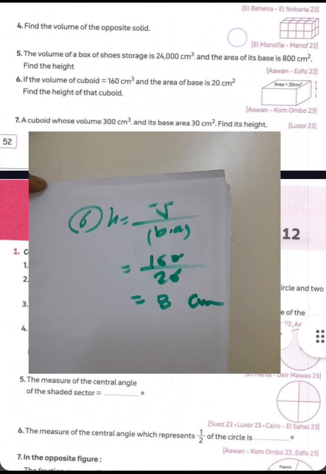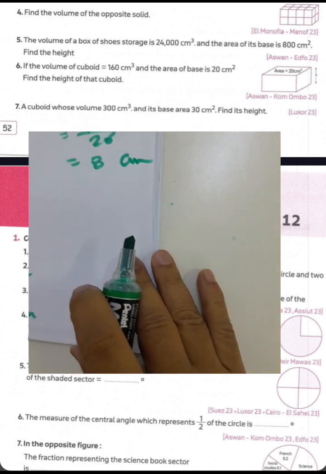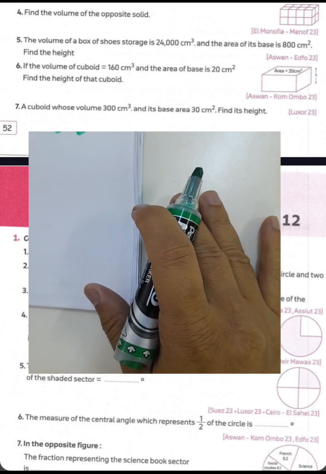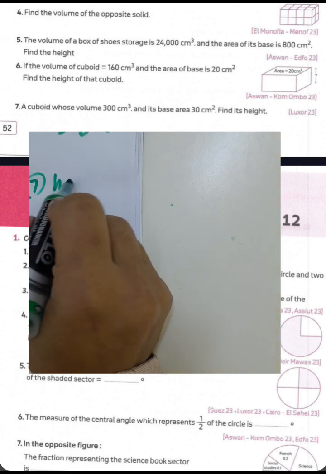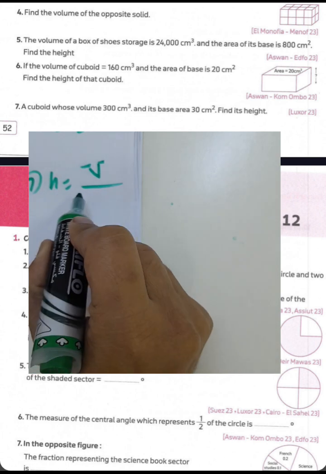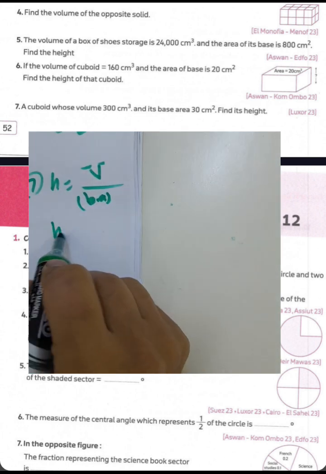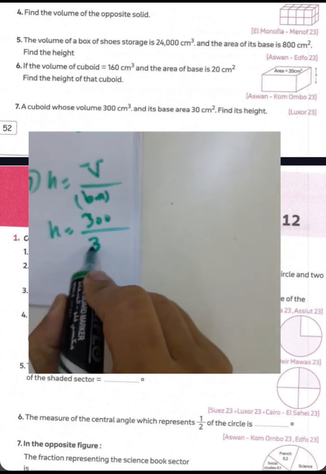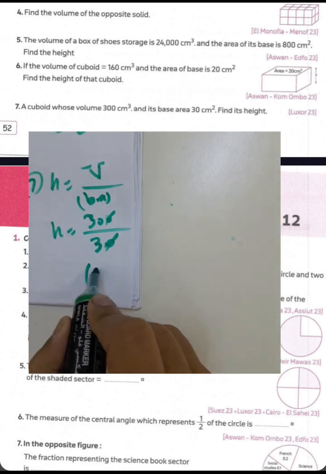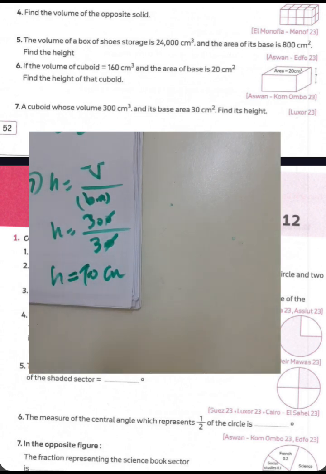Question number 7. A cuboid whose volume is 300 cubic centimeters and its base area is 30 square centimeters, find the height. We can write the height equals the volume over base area. The volume was 300 over base area 30, cancel 0 by 0, and 30 divided by 3 equals 10, and the height equals 10 centimeters.